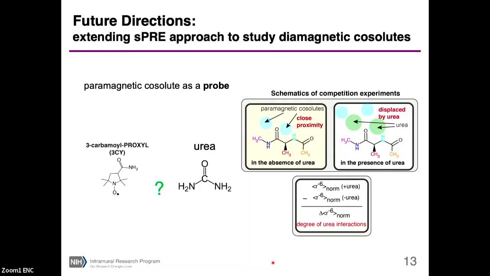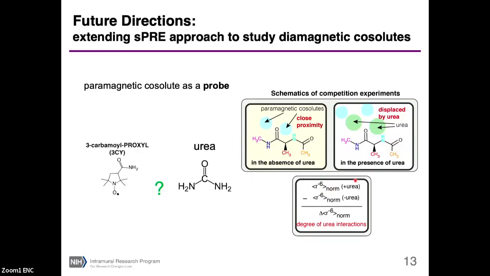Take urea, for example. If urea actually binds on the surface of the proteins and covers the surface, then this paramagnetic co-solute has a hard time accessing the surface of the proteins. So it's going to change the way they interact with the proteins. And this change should be manifested in the R2-sp value. So if you take the difference between the presence and absence of urea, for example, this delta R2-sp should contain some information about the degree of urea to protein interactions.